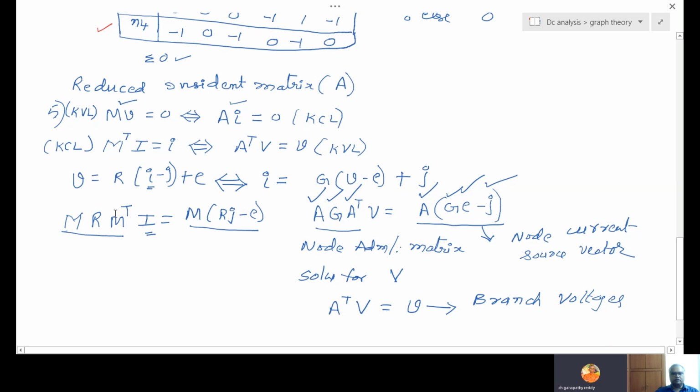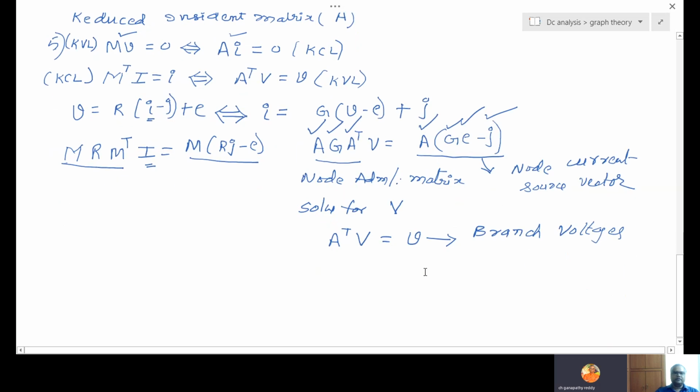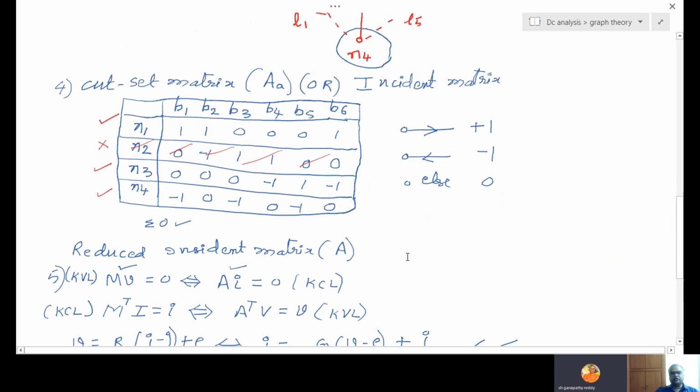You have to multiply these three. These three product is compulsorily a square matrix. Use Cramer's rule. Solve for I. Again multiply. You get a small I. The same way here also. Compulsorily multiply these three. It is going to be a square matrix. Solve for capital V. Again multiply. You get a small v. So like this, you can do it.